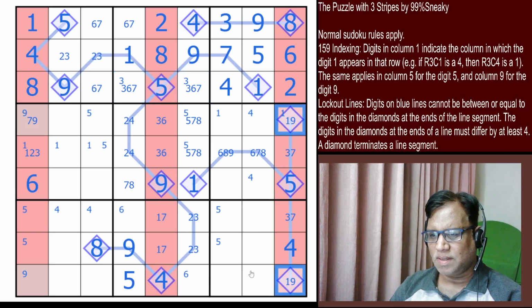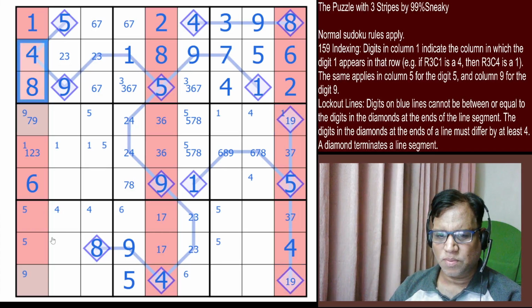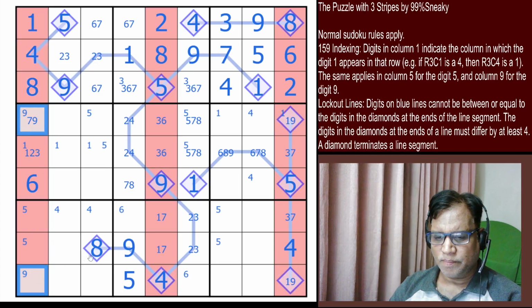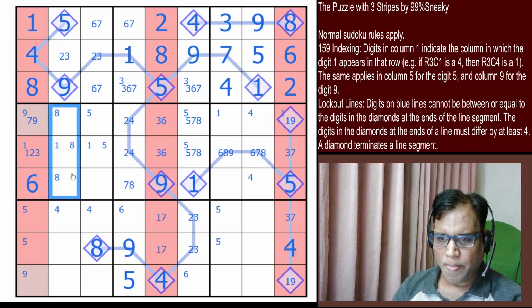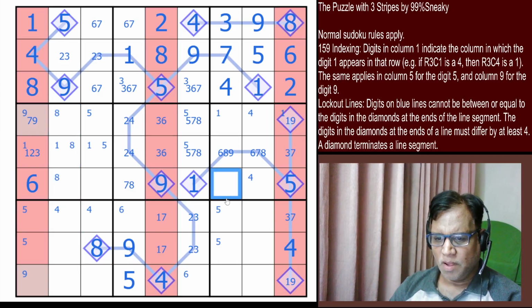This is still not clear. I'm worried about that. 1, 4, 8. 7 has to be somewhere, right? 9, 7. Come on, man. 8. 8 has to be here, right? No? All the lockout lines are done, right? Yeah, all the lockout lines are done.